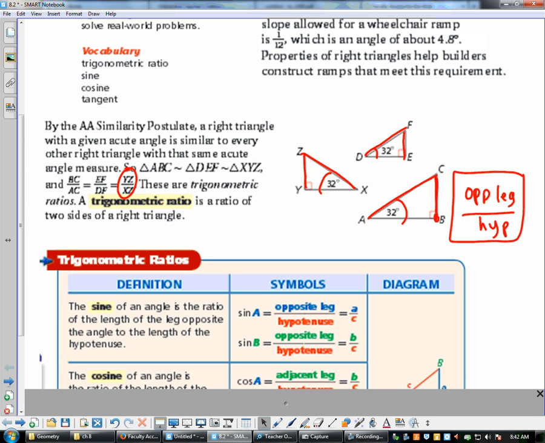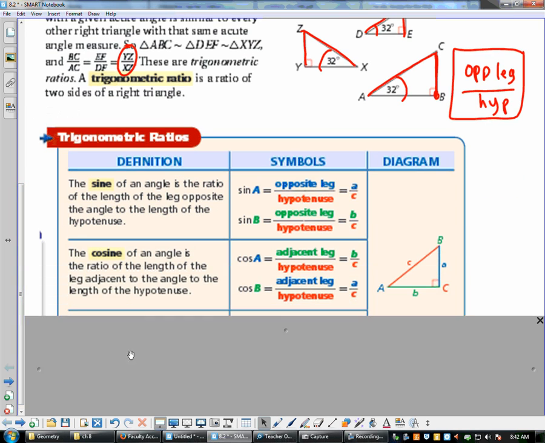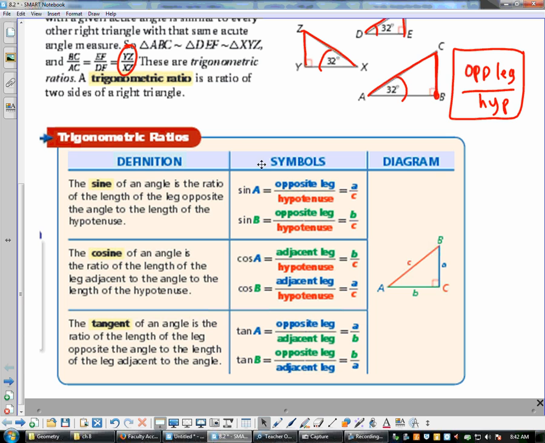So here is our definition of trig ratios. You don't need to write down all of this, but I do want you to understand that the sine of an angle is the ratio of the length of the leg opposite the angle to the length of the hypotenuse. This is on your tool belt, correct? All right. So the sine of angle A is the opposite over the hypotenuse. That's what we were just working on. So all of these ratios here, BC over AC, EF over DF, YZ over XZ, those are all the opposite leg over the hypotenuse, and so those would all be the sine of, in this case, 32 degrees.